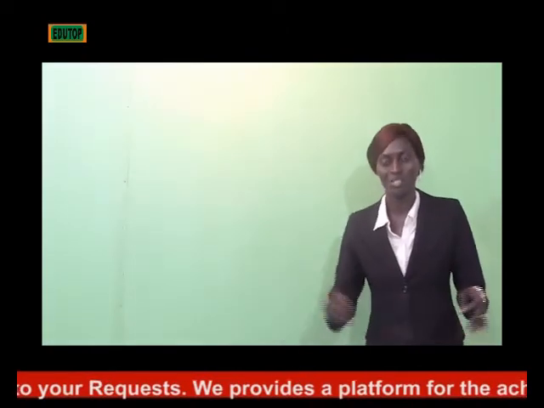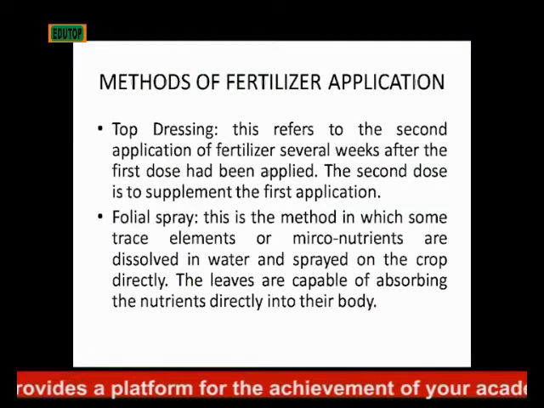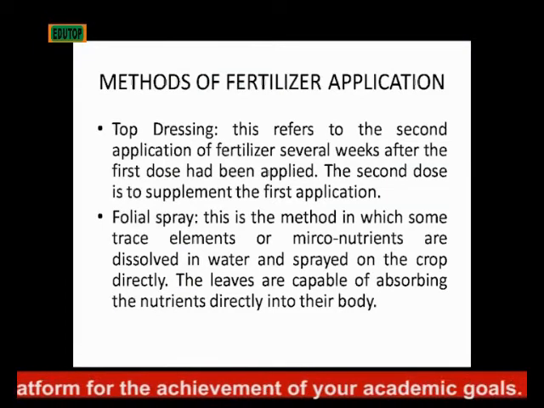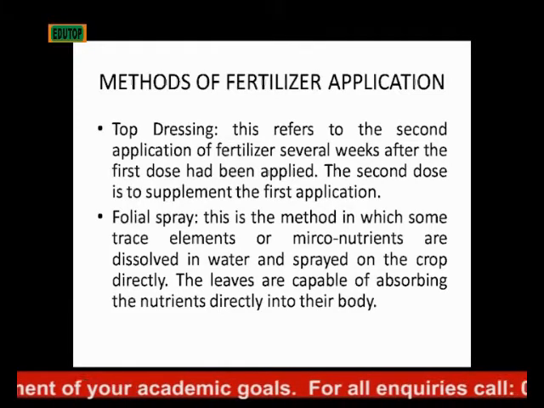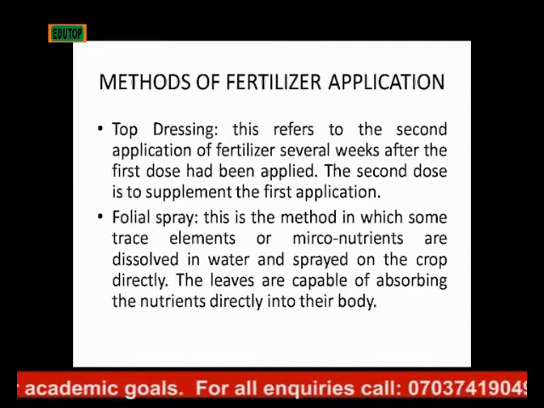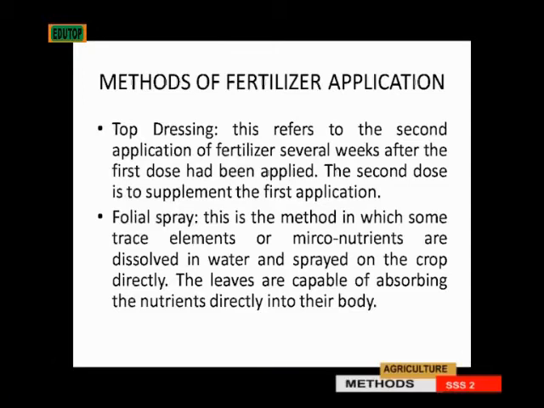It's not just one, it's in a row. Then top dressing, that's the fourth method of fertilizer application, is a method that you use to apply fertilizer. It's a second application method. You have previously applied fertilizer on that farmland or for that crop, but you are now coming to do a touch-up or a follow-up of the previous application. That is what top dressing is all about. It is done after several weeks of the first dose has been applied. So the second dose is to supplement the first application.